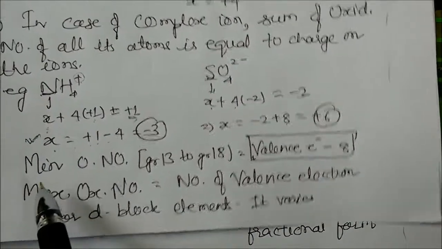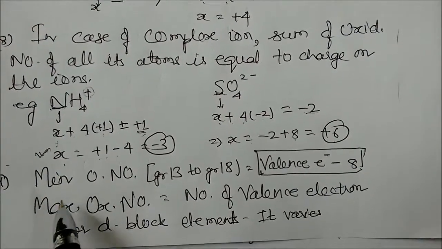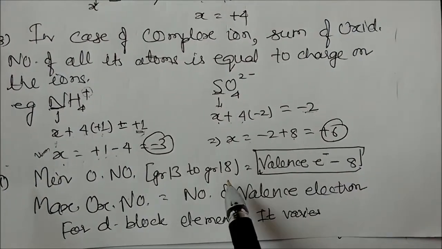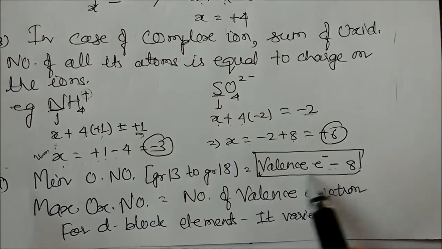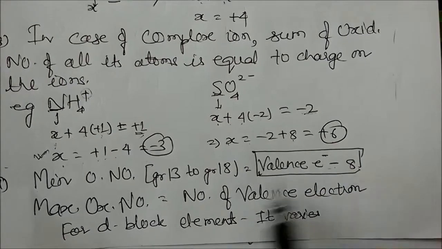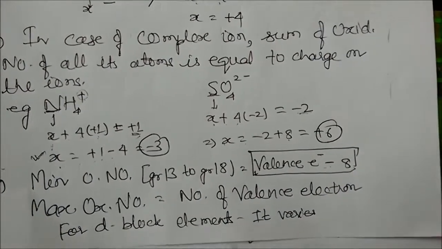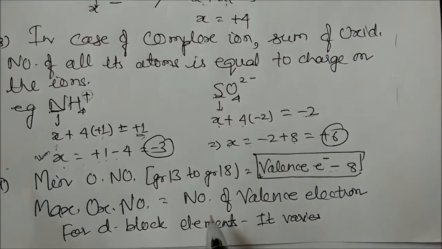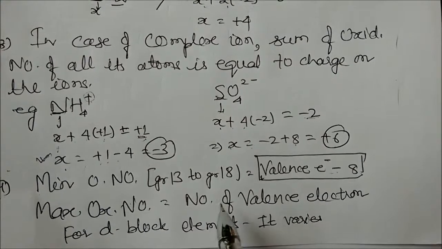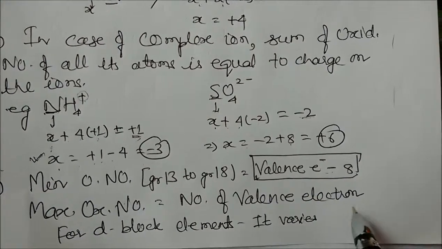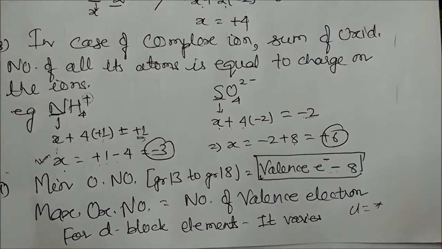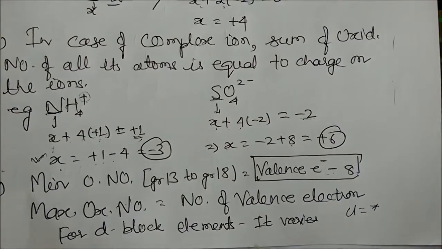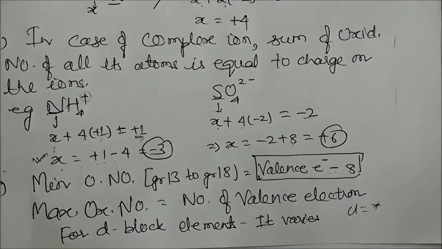Now what could be the minimum oxidation state? Minimum oxidation state for group 13 to group 18 is valence electron minus 8, and the maximum oxidation number will be the number of valence electrons. Suppose chlorine has valence electrons, how much? 7. So 7 is the maximum oxidation state. For D block elements it varies. So there is no fixed oxidation state for the D block elements.